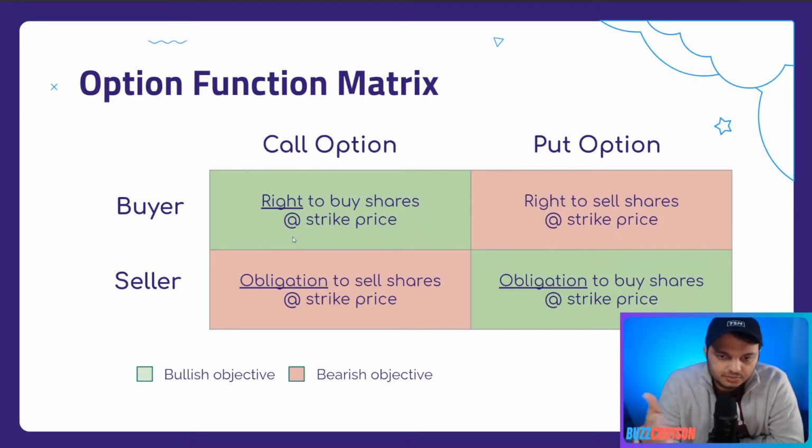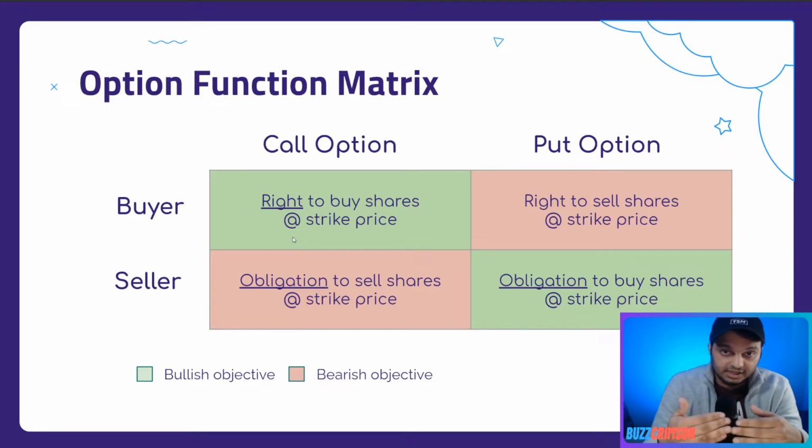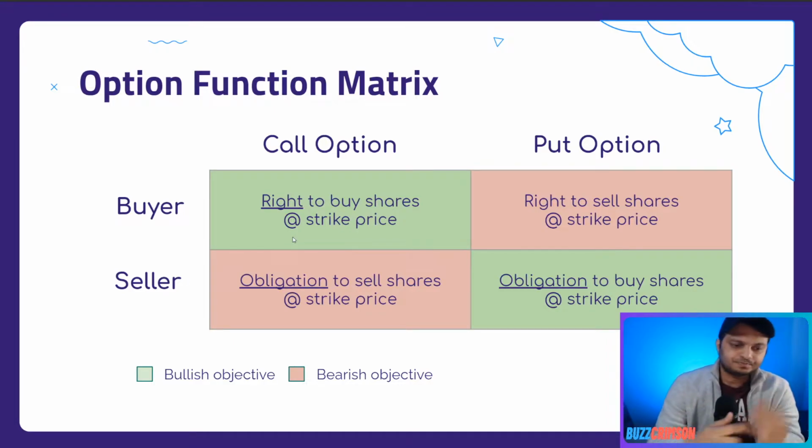Similarly, just read through the rest, but essentially whenever you're on the buyer end, you're paying to get a right. When you're on the sell side, you're essentially getting paid to earn an obligation. And if the option becomes in the money, you are going to have to meet your obligation by either selling your shares or buying something from the buyer.